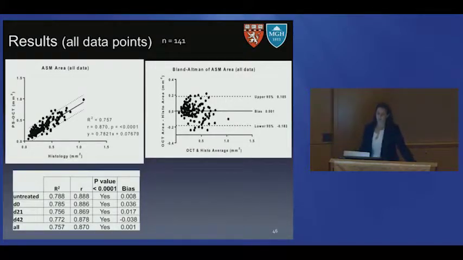But this is a summary of all of the data points from baseline following treatment at 21 and 42 days here. And you can see that we did get very nice consistent results between the OCT amounts of airway smooth muscle and histology, and all significant results with little bias.